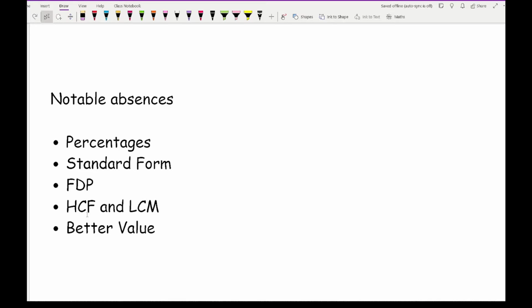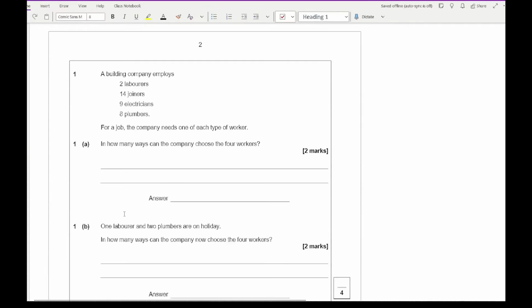Standard form is also missing from this. Also fractions, decimals, percentages and converting between to and fro. We also notice that there's no highest common factor or lowest common multiple questions, and there's no better value questions. So although it's quite nice to have a general test of each of the main topics in the number category, these 5 are the more noticeable absences in this set of questions. So let's get started working through them.